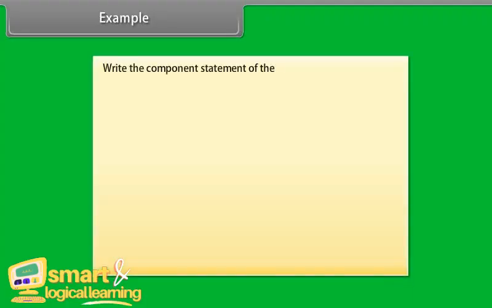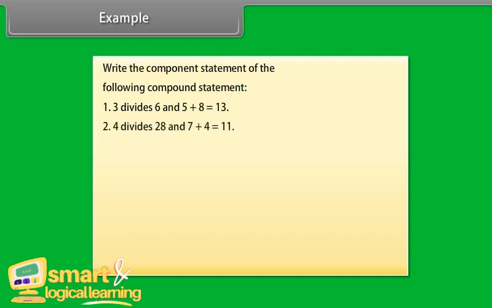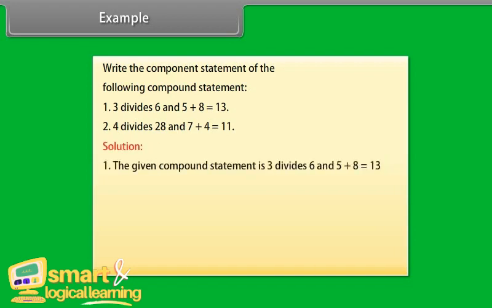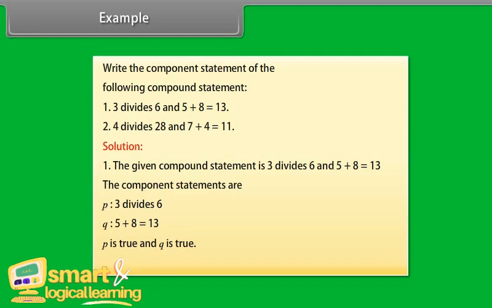Example: write the component statements of the following compound statements. 1. 3 divides 6 and 5 plus 8 is equal to 13. 2. 4 divides 28 and 7 plus 4 is equal to 11. Solution: 1. The given compound statement is 3 divides 6 and 5 plus 8 is equal to 13. The component statements are: P: 3 divides 6. Q: 5 plus 8 is equal to 13. P is true and Q is true. Hence, P and Q is true.